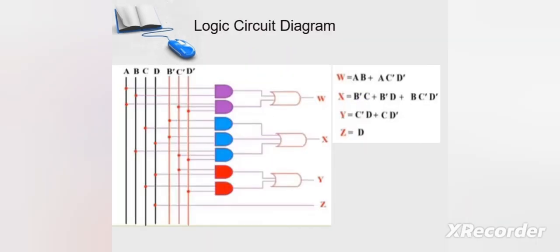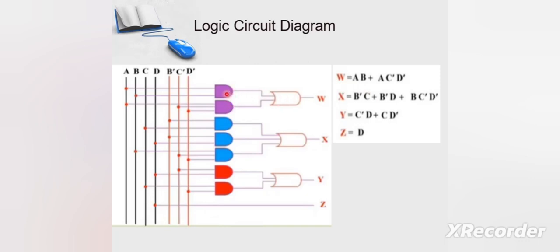So after obtaining the K-map equations, we get the 4 K-map equations W, X, Y, Z. Now we will draw the circuit diagram for the given K-map equations. The first equation is W equal to A into B plus A into complement of C into complement of D. So here we will use 2 AND gates and 1 OR gate.